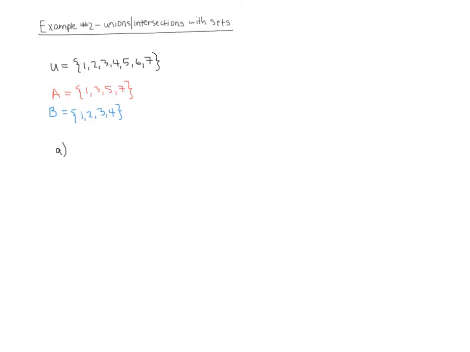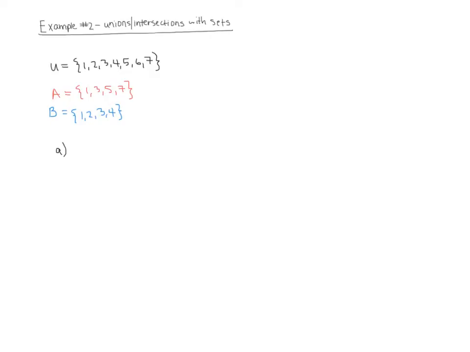Set B, I'm going to let B be the first four numbers from my universal set. So 1, 2, 3, and 4. That's what subset B is. So again, U is the universal set. A and B are both subsets. So first, let's go right into union and intersection.